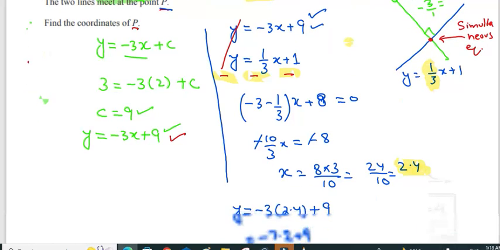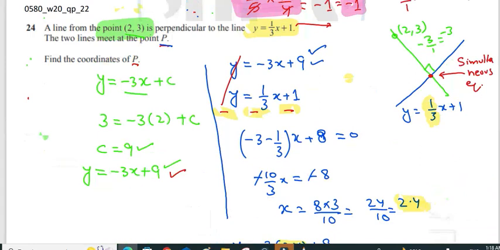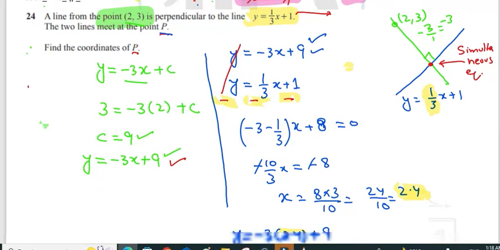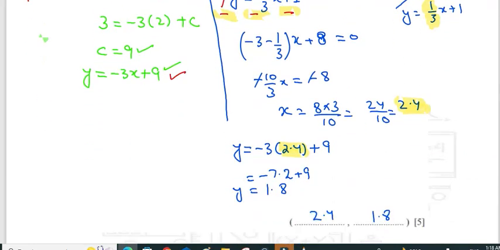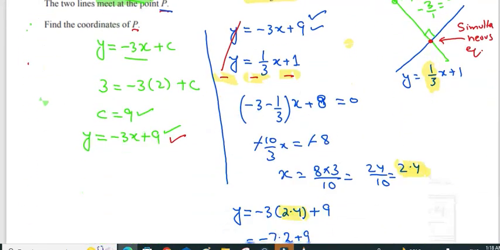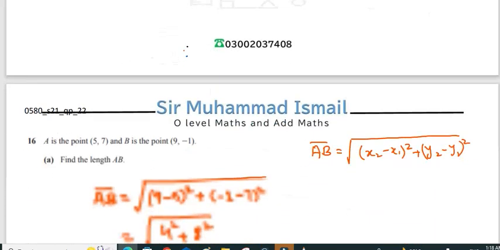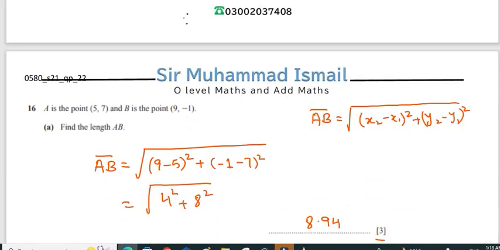You can see this solution. Similarly, I can put this value of 2.4 in any equation, like equation 1 or 2. I put it in the first equation, and after the solution, the y value becomes 1.8. So these are the coordinates of the point.